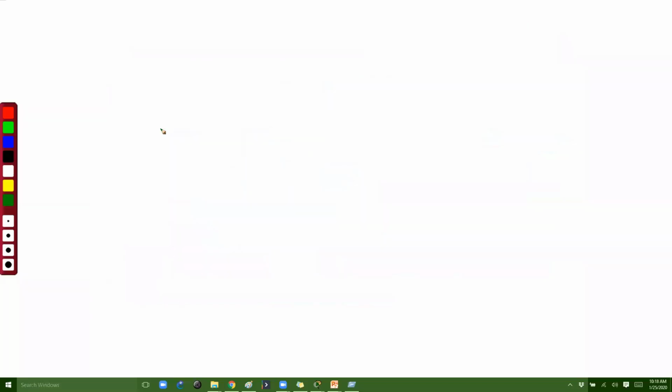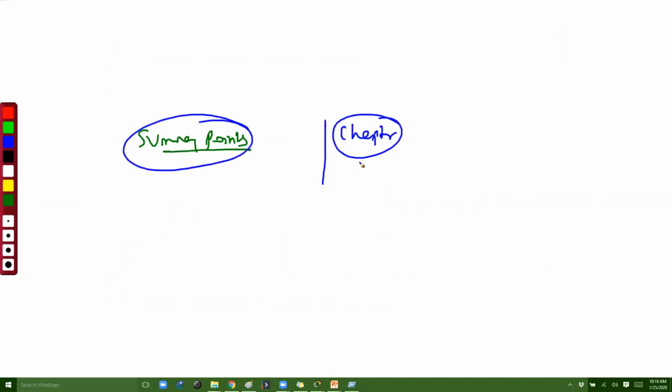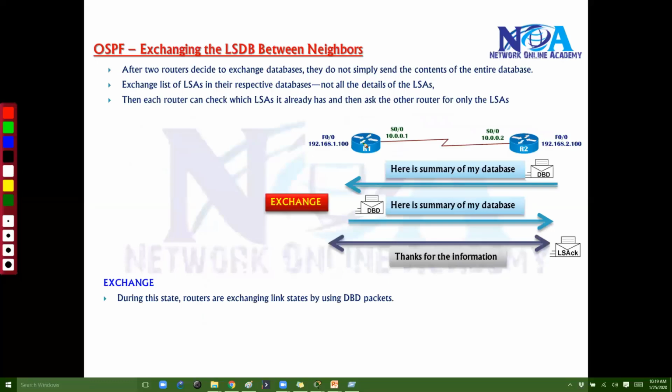You can compare this to the summary points at the end of a chapter versus the total chapter. Here they are not exchanging the entire chapter, they are just exchanging the summary points, like I have this, this. And they will compare, both must have the same. In this example, assuming both have the same number of LSAs, it's okay, but if not, then they will move to the next stage called the loading stage.